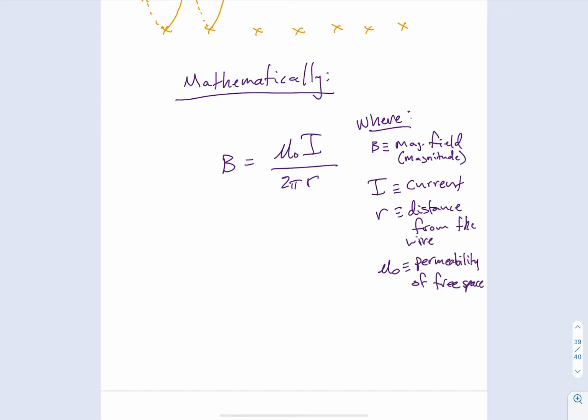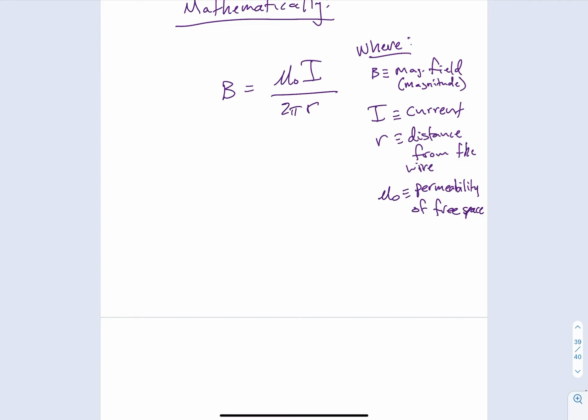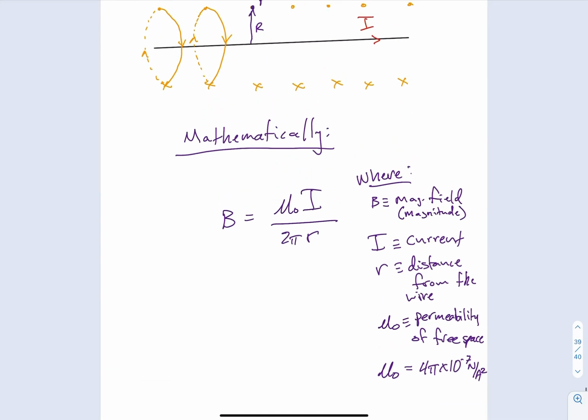It basically is a constant that helps us predict how magnetic fields propagate through a vacuum, and it's 4 pi times 10 to the negative 7 newtons per amp squared. And so anytime you need to determine the magnitude of a magnetic field produced by a current-carrying wire, you can use that equation.